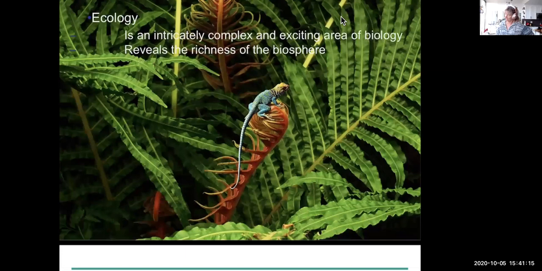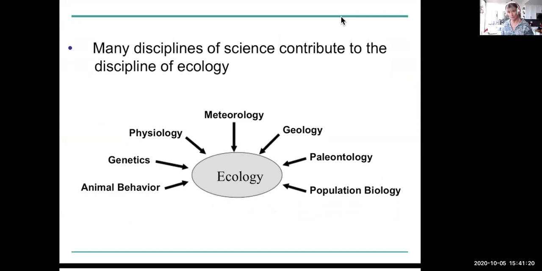Lots of disciplines contribute to ecology. It's a fairly broad kind of discipline. So meteorology, for example, climate, of course, that's a huge thing with ecology. Geology: what kind of bedrock do the trees grow on? So we talked a little bit about our climate. There's loads of rain on the coast. Geology, the bedrock is such that, and the soil is such that it's very nutrient rich, as opposed to the tropics, which is nutrient poor. Paleontology, population biology, physiology, genetics, and animal behavior, they all contribute to understanding ecosystems and the interactions between organisms and their environment.